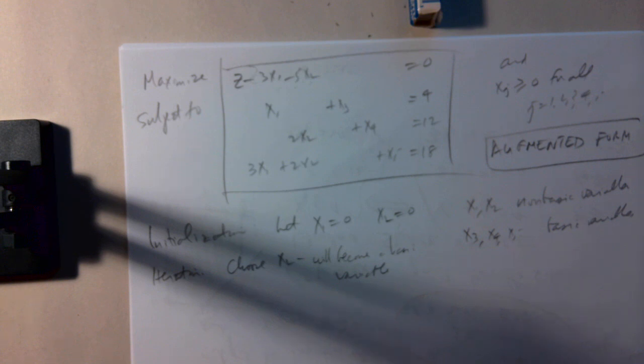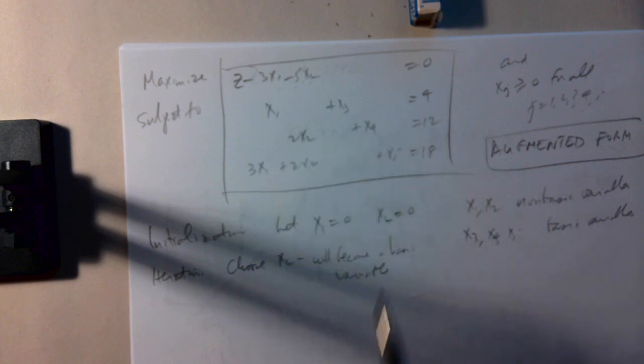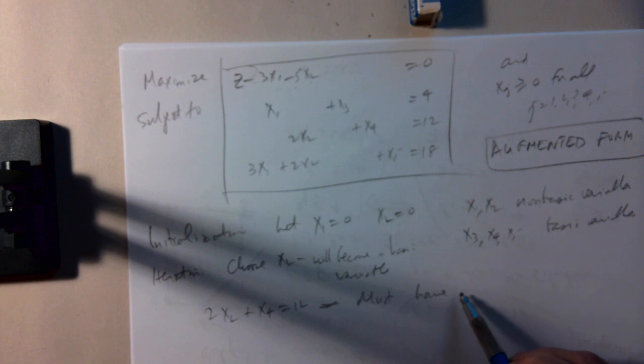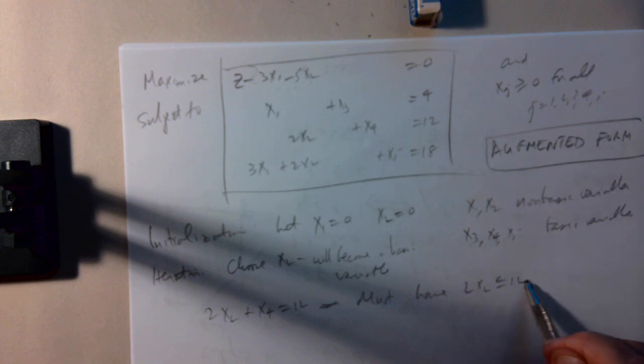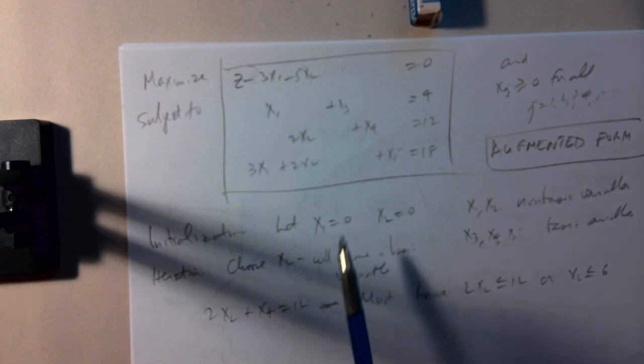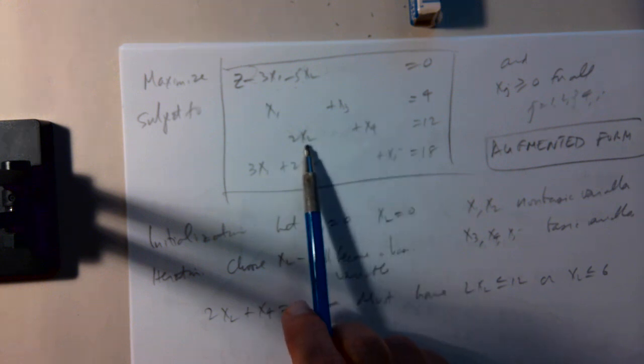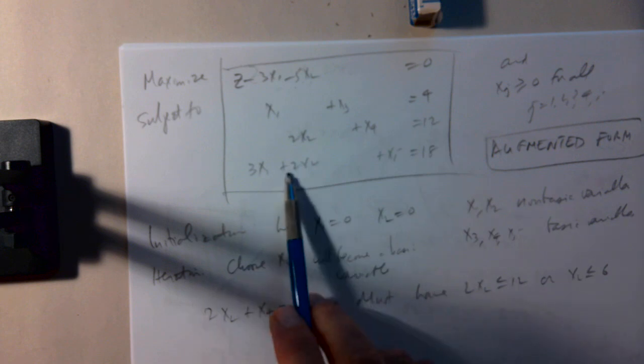So let's look at the conditions on x2. x2 has to satisfy this equation: 2x2 plus x4 equals 12. And since all our variables have to be non-negative, we must have 2x2 less than or equal to 12, or x2 less than or equal to 6. So if we look at this second equation, the largest we can make x2 is 12 over 2, or 6.